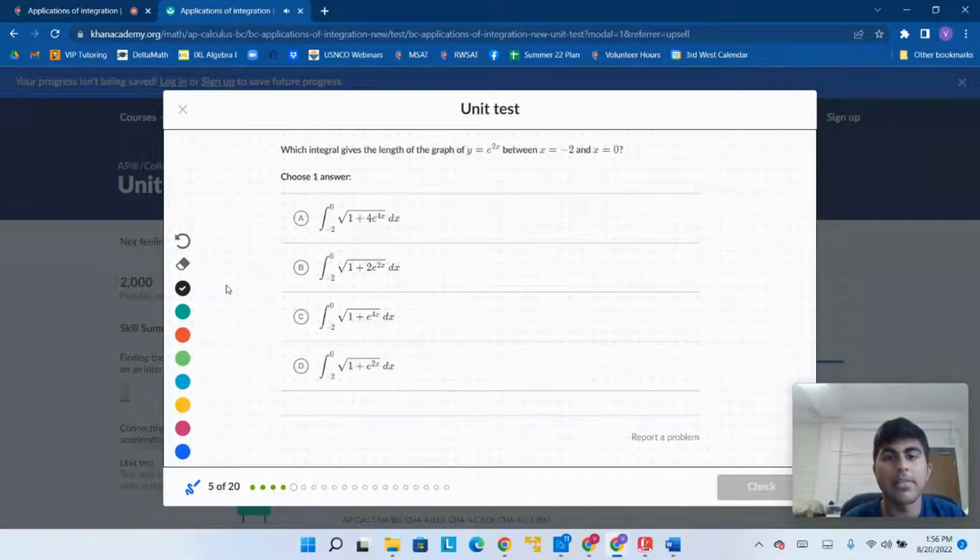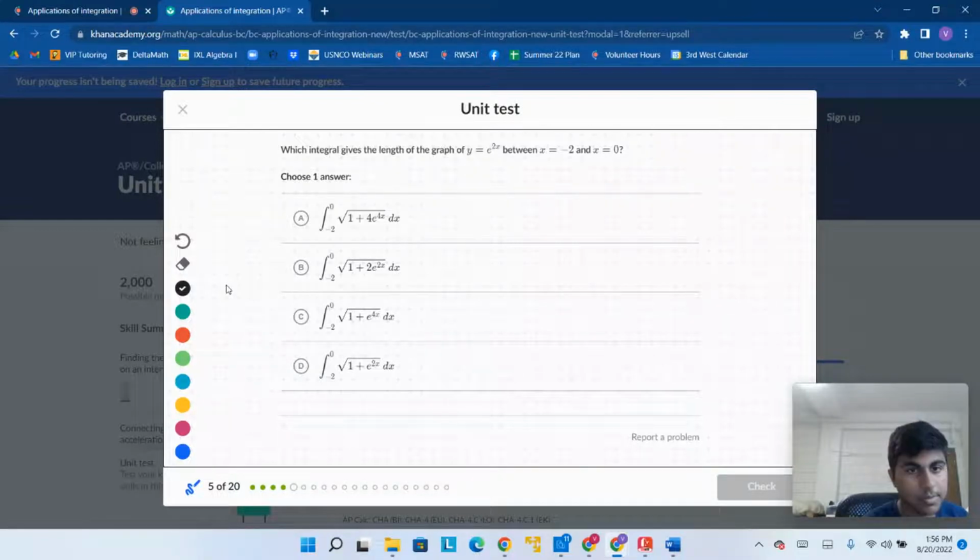Which integral gives the length of the graph of y equals e to the 2x between x equals negative 2 and x equals 0? So this is going to be an arc length problem. All right, so if you are an AB, not BC, then you don't really have to worry about this problem. You can skip ahead to the next problem because arc length is not a topic on the AB curriculum. It's only on the BC curriculum, right? But we're going to figure out how we do arc length.